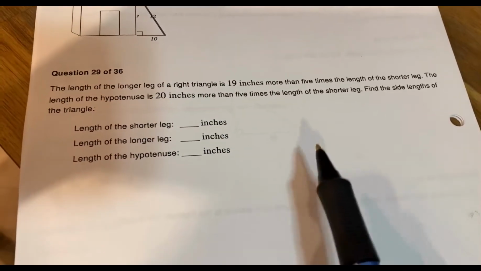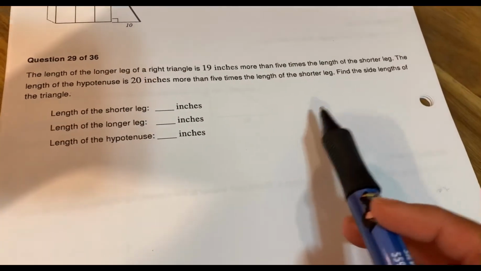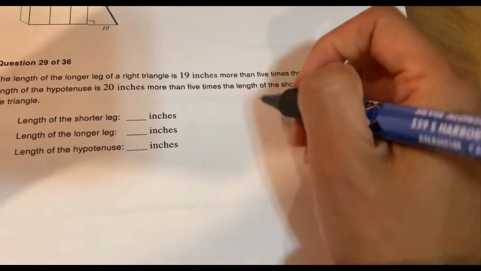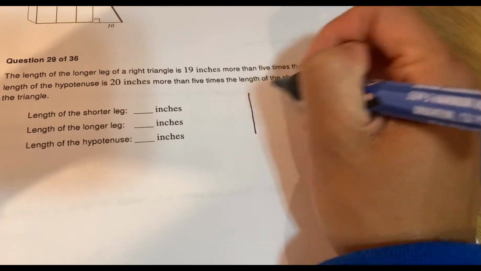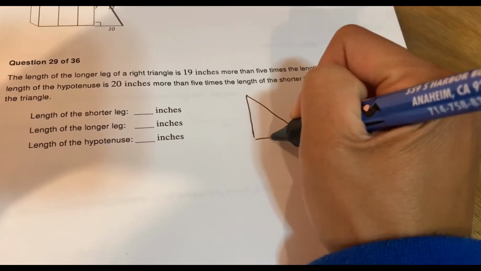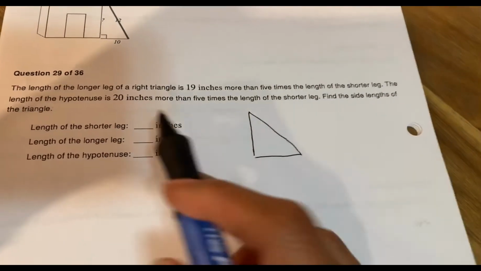The main idea is that when we first read a word problem, we want to ask ourselves what type of word problem this is. And this is what I would say is a geometry word problem. In a geometry word problem, you want to draw a picture of the shape that you're working with. So the shape that they're talking about here is a right triangle.